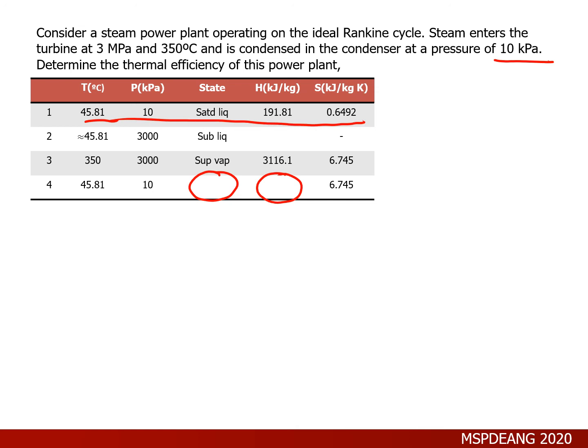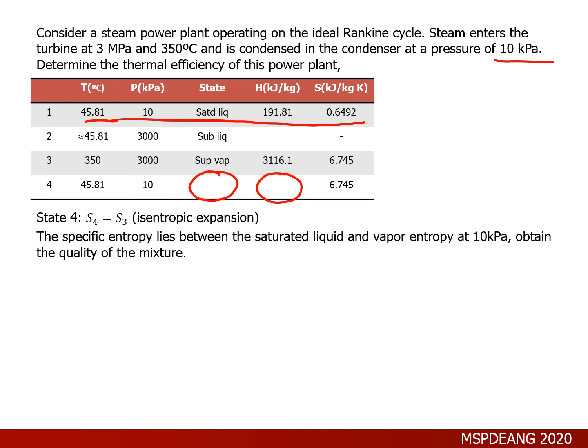So let's repeat the calculations, but this time 10 kPa na si condenser pressure. So again, state 4 is from isentropic expansion from state 3. Okay, so you can see from a saturated steam table at 10 kPa that the specific entropy still lies between saturated liquid and vapor entropy. And as you saw from the previous TS diagram, dapat makakuha tayo ng decrease in the quality of our steam, papalabas ng state 4.